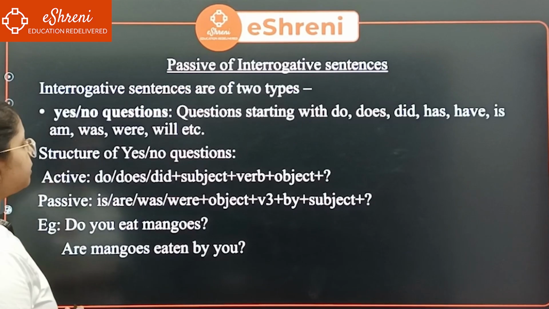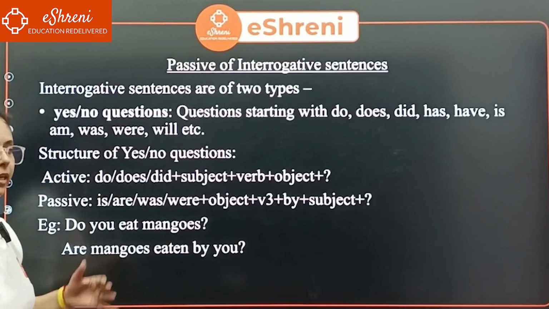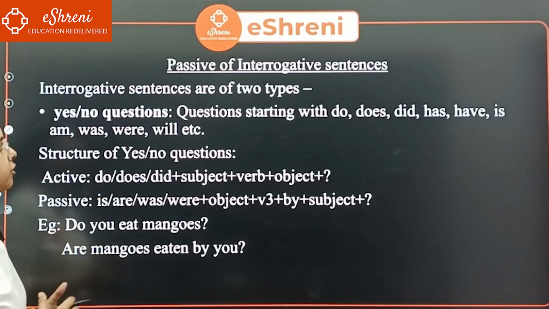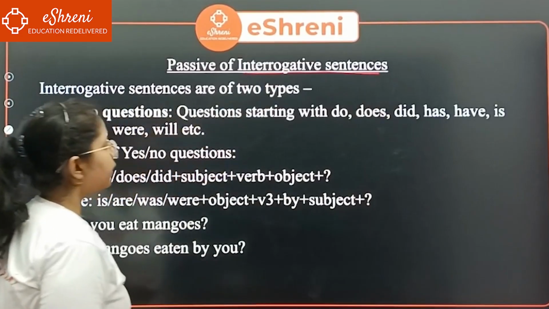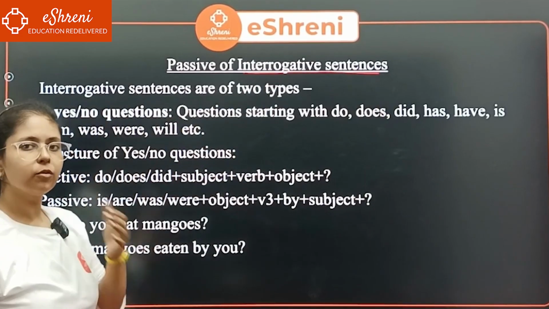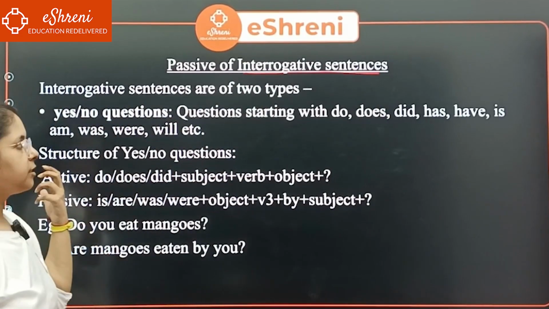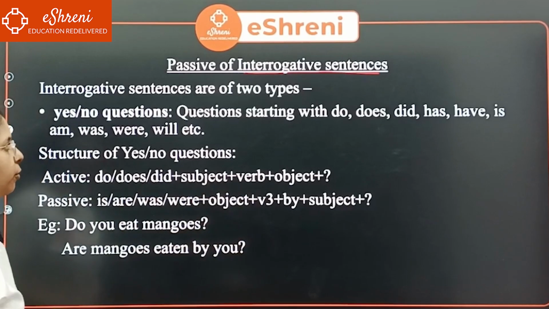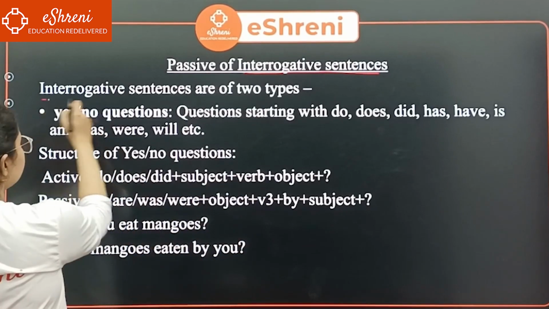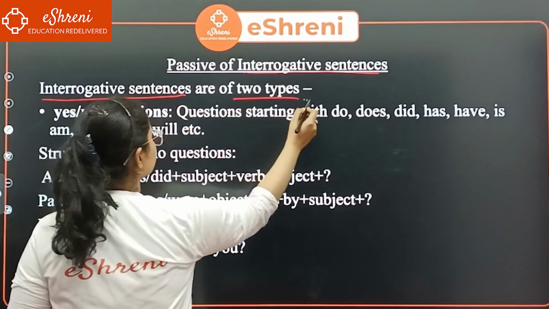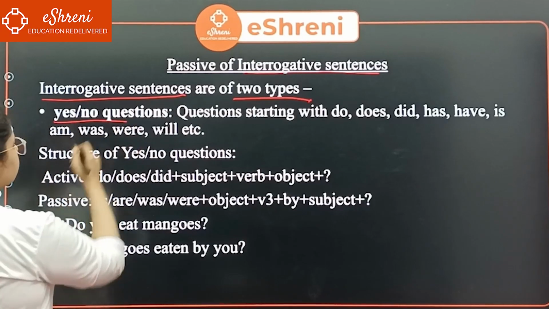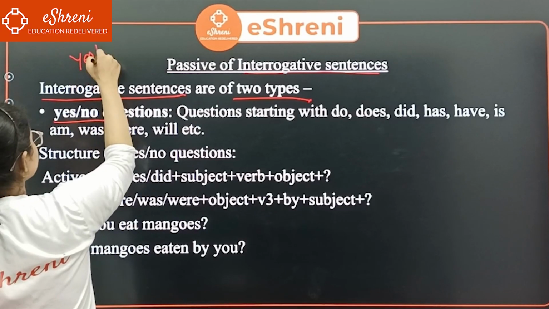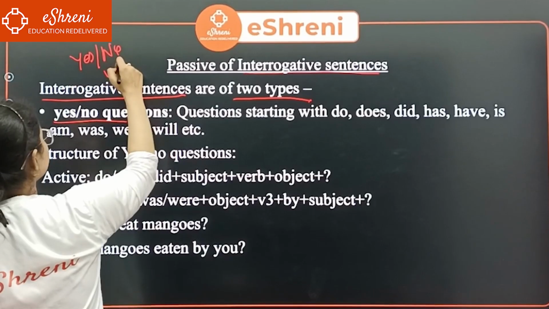Next, let's discuss the different sentence types. How do sentences change? Passive of interrogative sentences. What were interrogative sentences? Those were the question sentences, the sentences we use to ask questions. We can divide the interrogative sentences into two types: yes/no questions and wh questions.